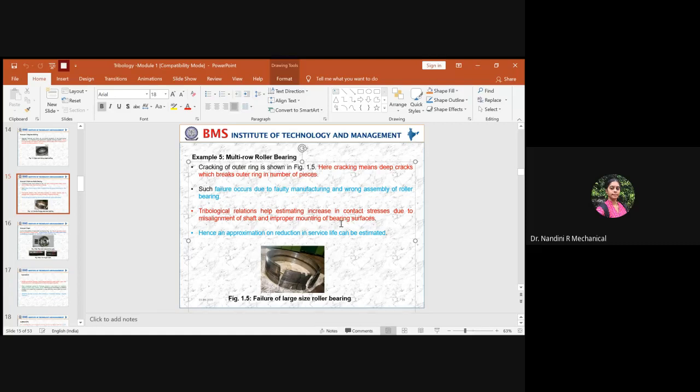So the tribological aspect will also help to tell approximately what the service life of this component is if you use this type of material, if you follow this type of assembly, if you follow this type of design. And if you're not following it and you're doing some variations, then it can also approximately tell you what reduction you get in the service life of this particular device if you go with different materials. So all this type of calculation and analysis could be done by using our tribology subject.